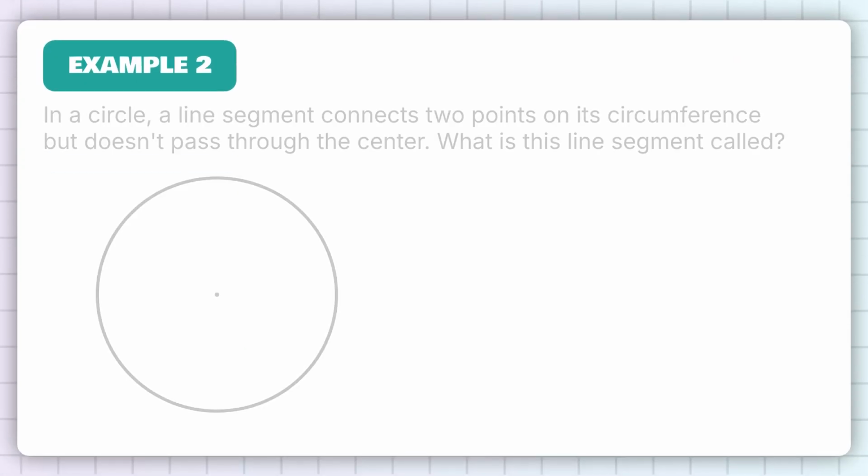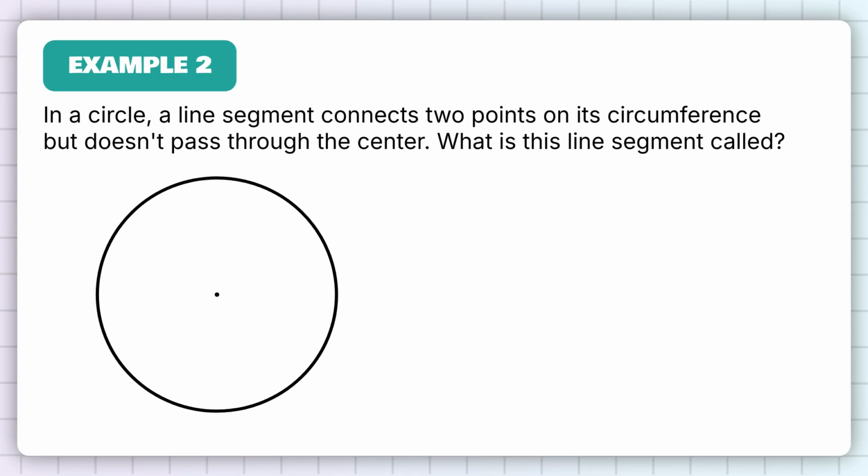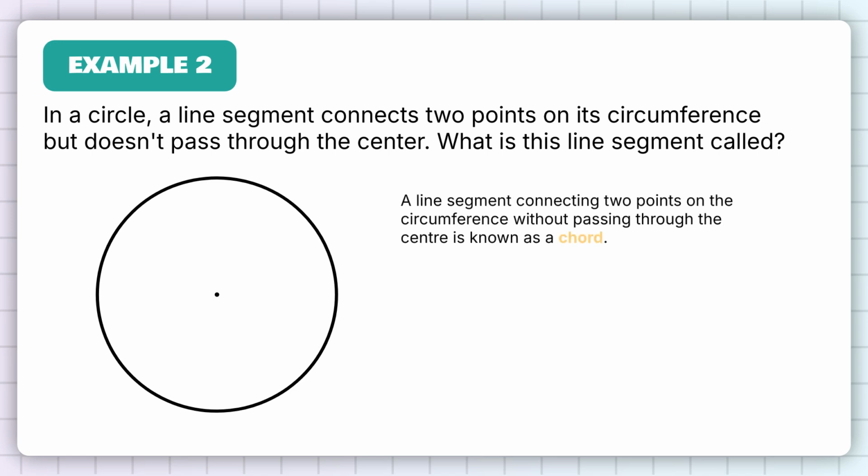Let's move on to a different problem. In a circle, a line segment connects 2 points on its circumference but doesn't pass through the center. What is this line segment called? Pause the video and see if you can remember. Remember that a line segment connecting 2 points on the circumference without passing through the center is known as a chord. Thus, this line segment is called a chord.